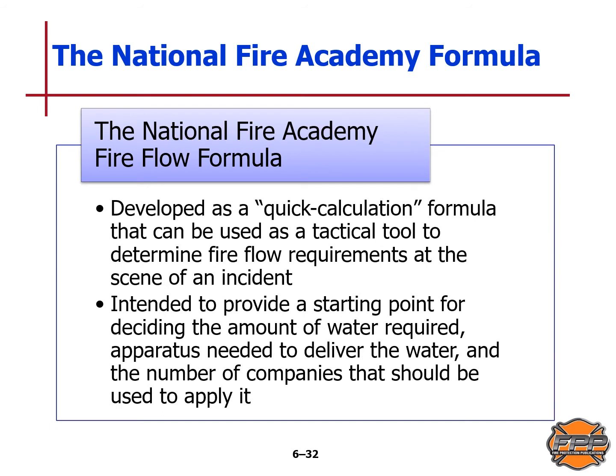The National Fire Academy flow formula was developed as a quick calculation formula that can be used as a tactical tool to determine fire flow requirements at the scene of an incident. It is intended to provide a starting point for deciding the amount of water required, the type of apparatus needed to deliver that water, and the number of engine companies that should be used to apply it.